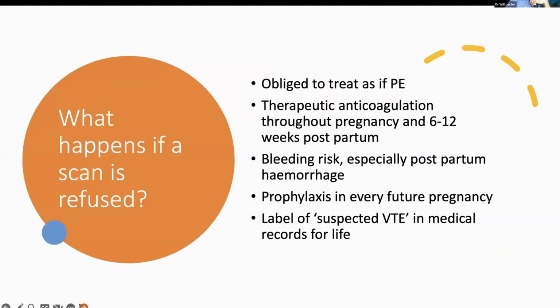Next slide. So what happens if a scan is refused because someone's been told it might cause their baby to get cancer? The problem is we're obliged to treat this as a pulmonary embolism. Therapeutic anticoagulation basically needs to go through the whole of pregnancy and potentially 6 to 12 weeks postpartum. This introduces a significant bleeding risk, especially postpartum. It means that every single pregnancy after that will require prophylaxis because we didn't know if it was a PE or not. It means there's a label of suspected VTE in medical records for life, insurance issues, people being treated differently. And we already know that 95% of these suspected events are not PEs.